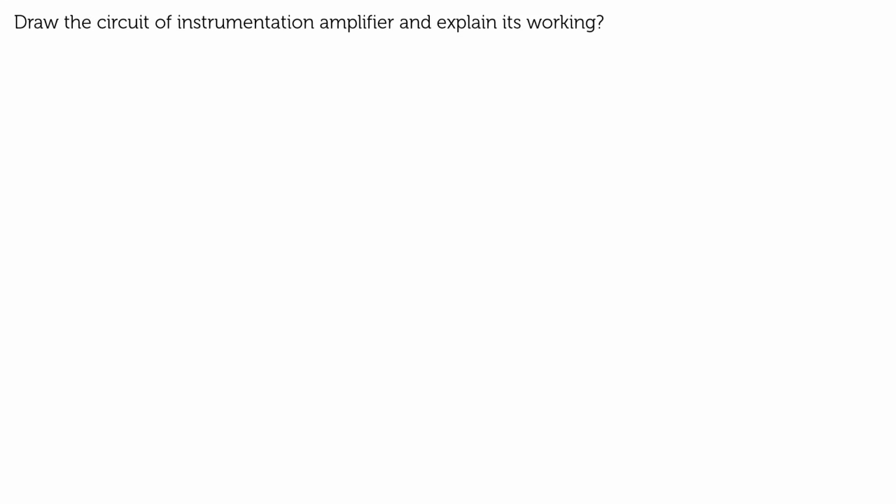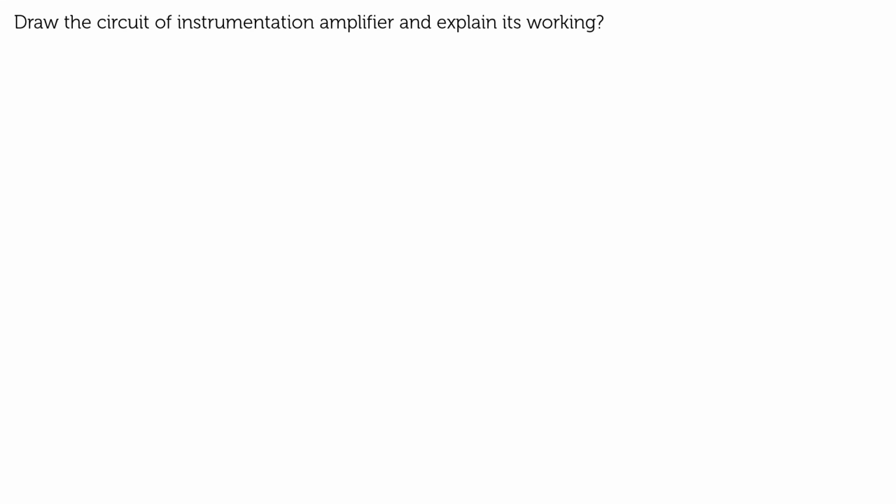So one of the university questions asked is: draw the circuit of an instrumentation amplifier and explain its working. Okay, so basically you know what is meant by an instrumentation amplifier. It is an amplifier circuit which is used to amplify signals, and mostly it is used in industries where we have to amplify the output signal from the transducer. So what is asked in the question, you have to draw the circuit diagram and explain its working.